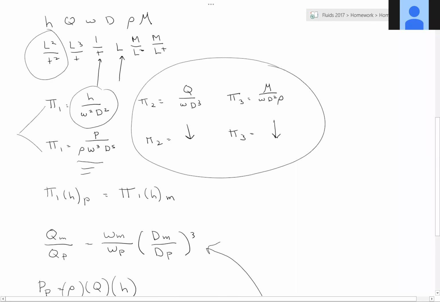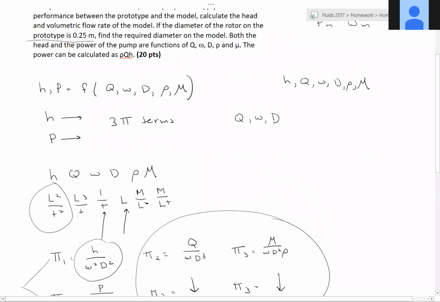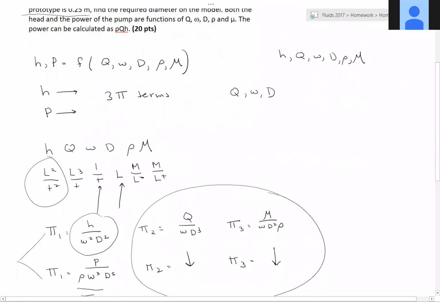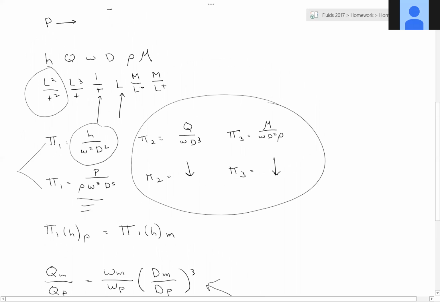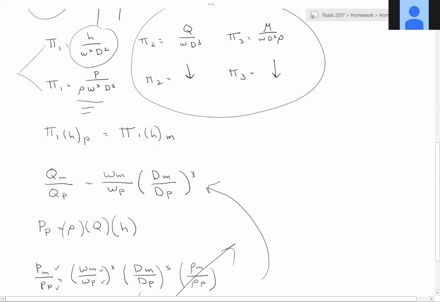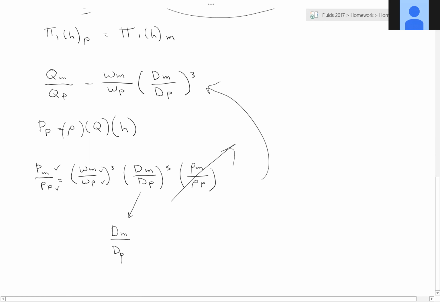And take a look, what else can we solve for if we're looking at our pi groups? Exactly. When we look at our pi 1, right, we have our h sub p, we have our omegas, now we have the ratio of our diameters, and now we can solve for that. So we haven't solved for any diameters yet.